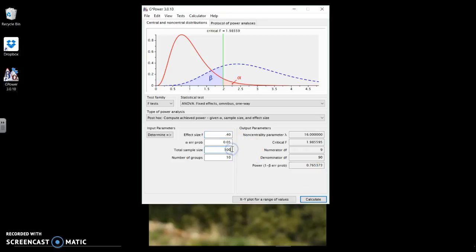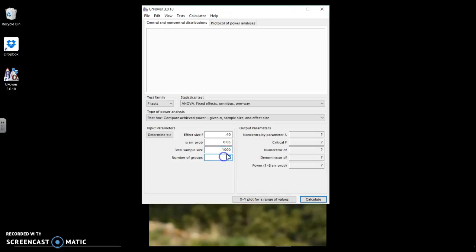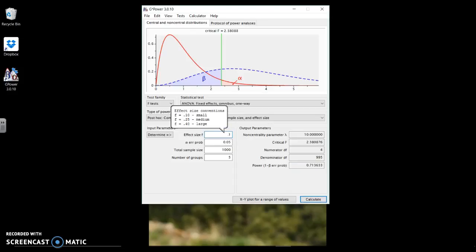If instead I had 1,000 people, and let's say 5 groups, then I had incredibly good power. So that's way above 0.9. Let's say I had a small effect size with 1,000 people and 5 groups, then I'm still within range, but it changes quite a bit. So spend some time with this.